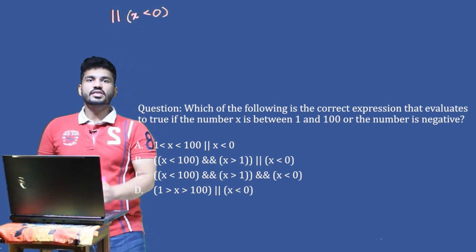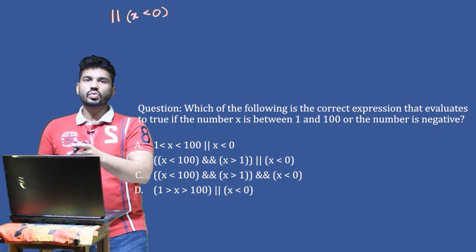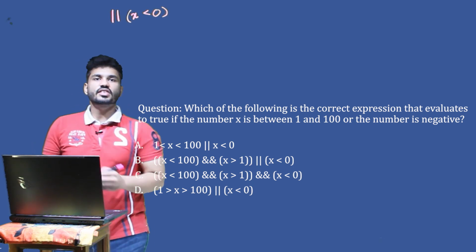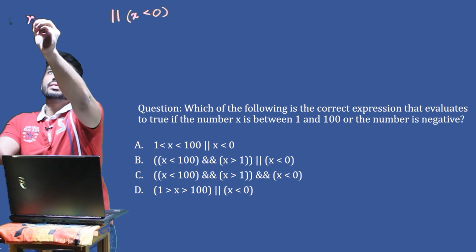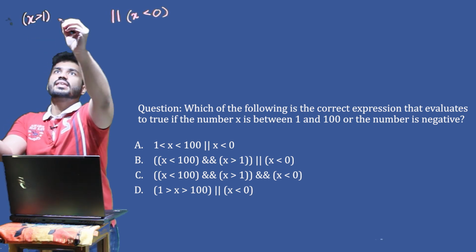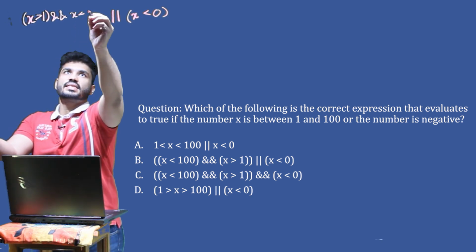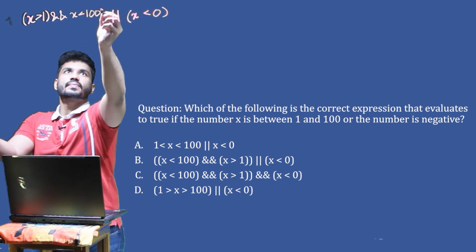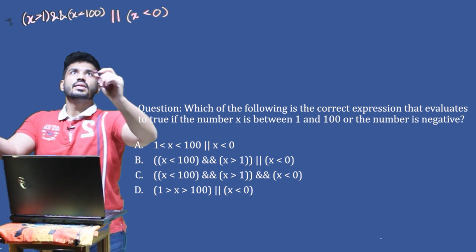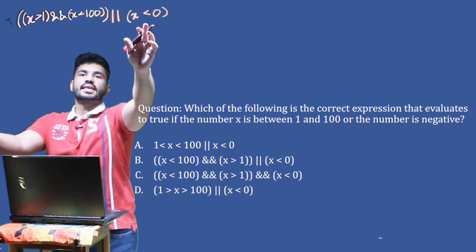Now let us write the first condition. The number should be between 1 and 100. It means that it should be from 2 to 99. So now let's write the first condition. The number should be greater than 1 and at the same time the number should be less than 100. This is the first condition, so we put a bracket here, and this is the second condition.